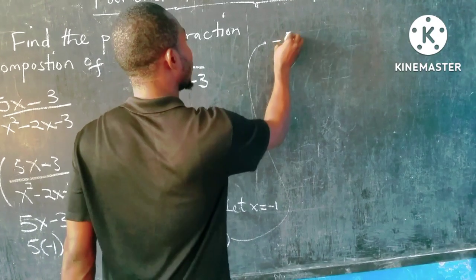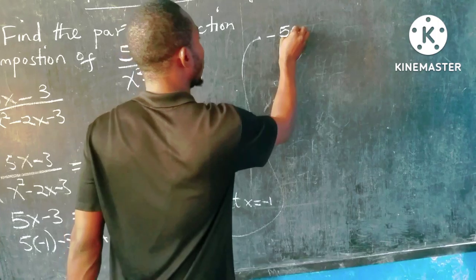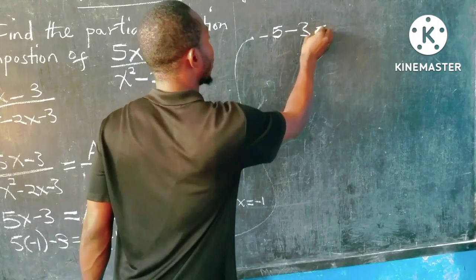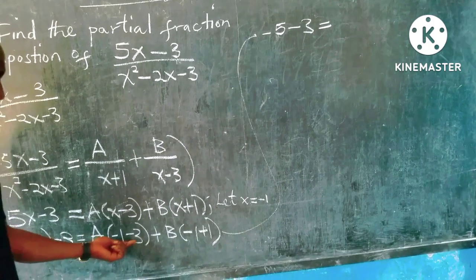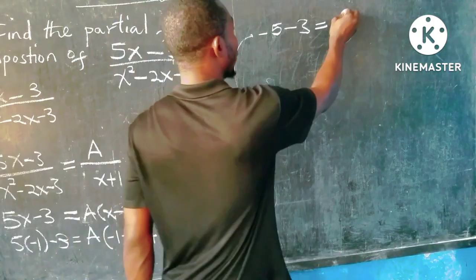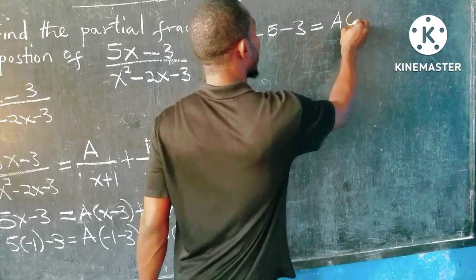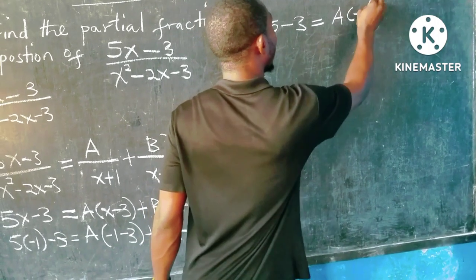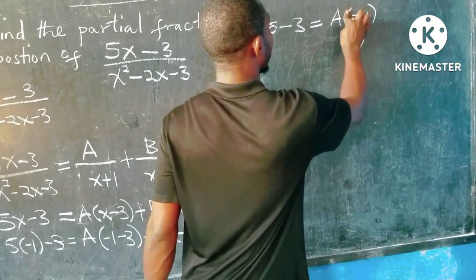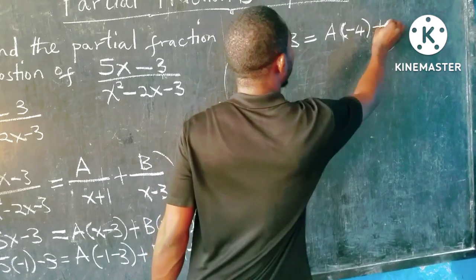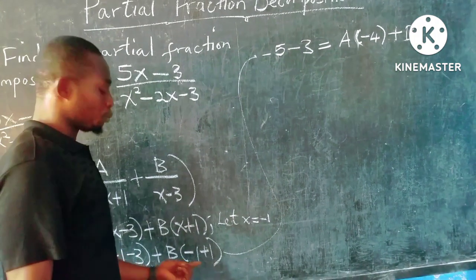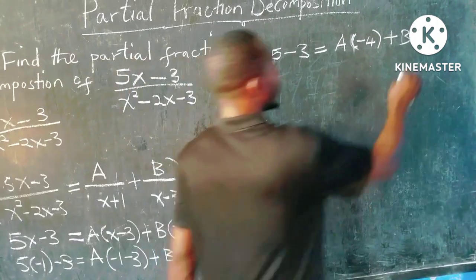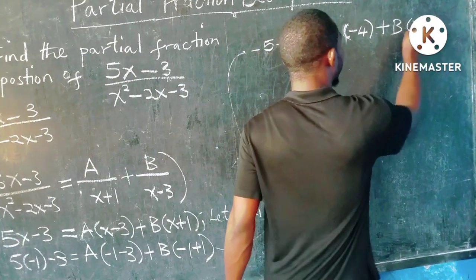Minus 5, minus 3 will give us a. Parenthesis with minus 1 minus 3 will give us minus 4. So a times minus 4, parenthesis closes, plus b. Minus 1 plus 1 will give us 0.